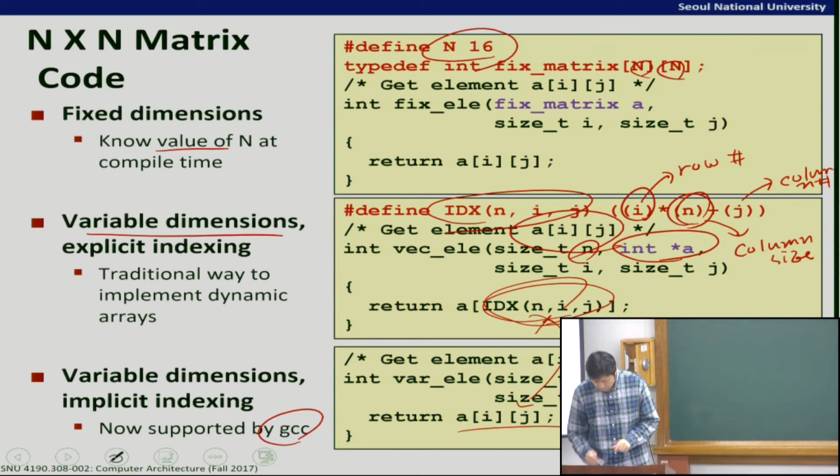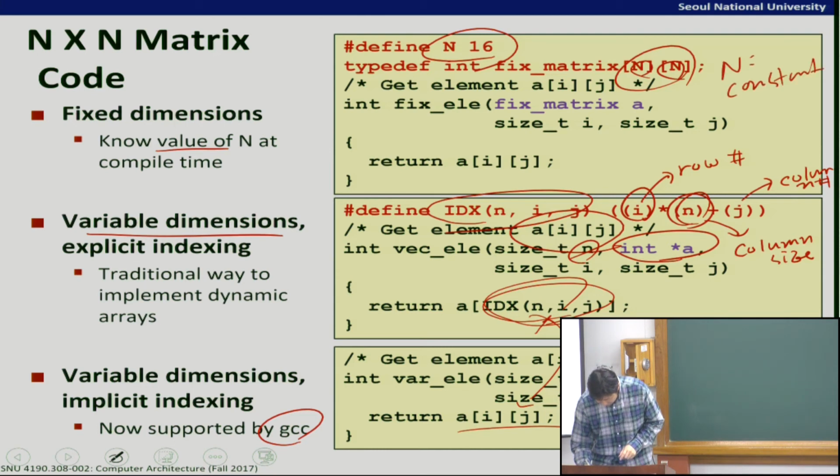But the difference between these two is that in this one, n is a constant. This small n is variable. Constant is declared when you write the program, and the value of a variable is determined when you actually run the program, right?